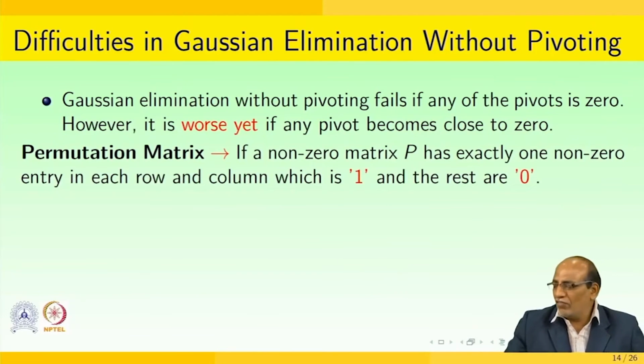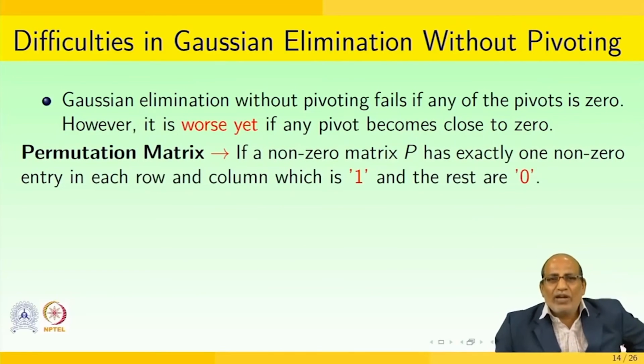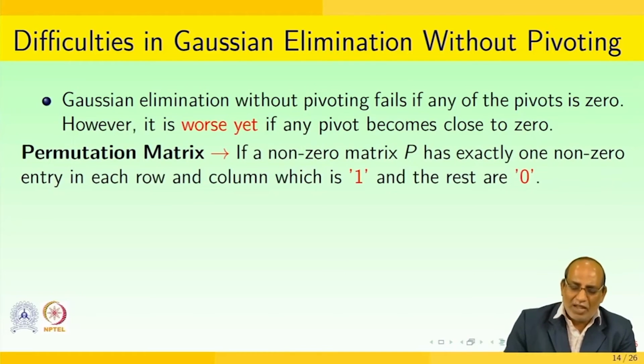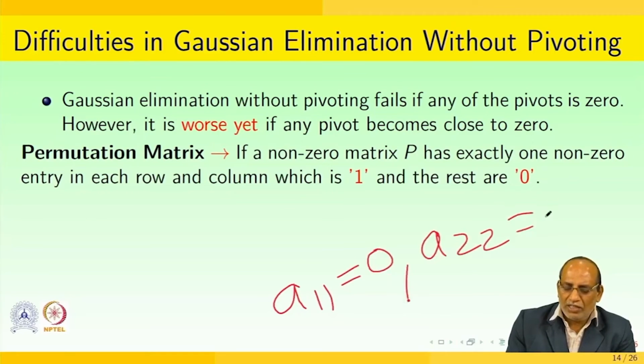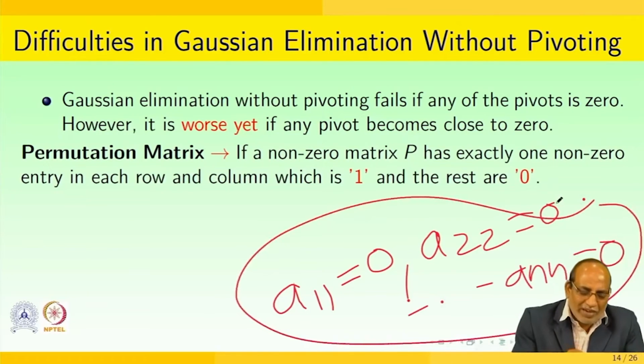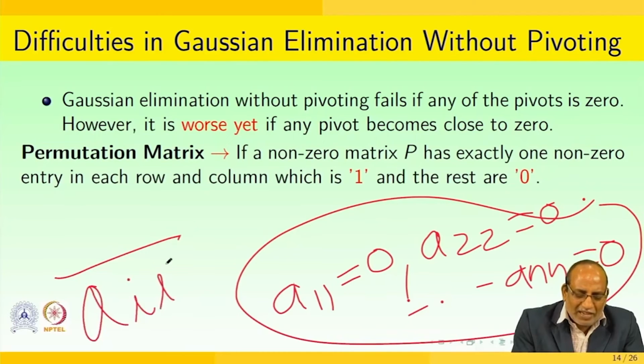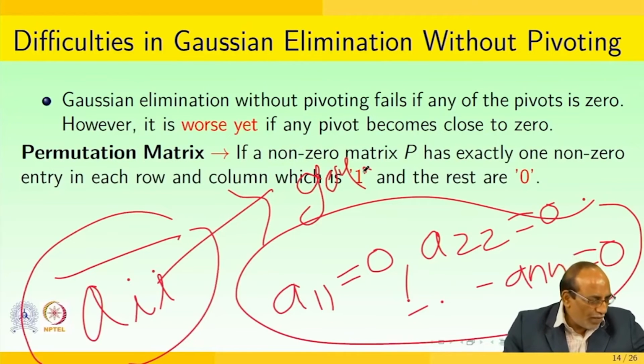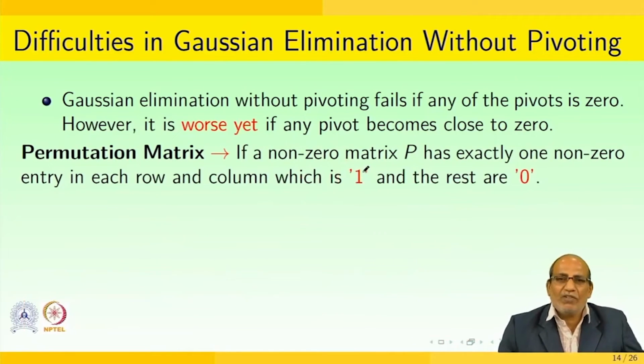Now let us look very quickly at the difficulties you get using Gaussian elimination if you don't do the pivoting. The first and foremost thing we can learn from here is that Gaussian elimination without pivoting fails if any of the pivots happens to be 0. For example, A11 is 0 or A22 is 0 or ANN is 0. If any one happens to be 0, because we need to divide by the denominator AII, and if the denominator is 0, the value blows up. So we should make sure that the denominator is free from 0.